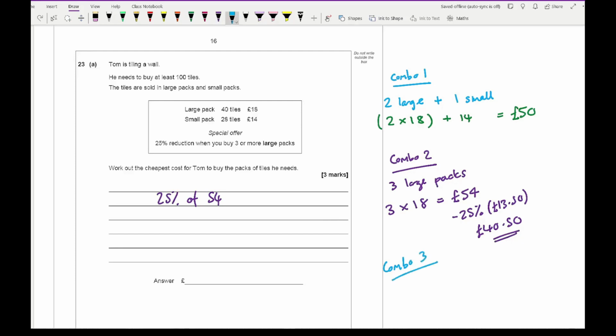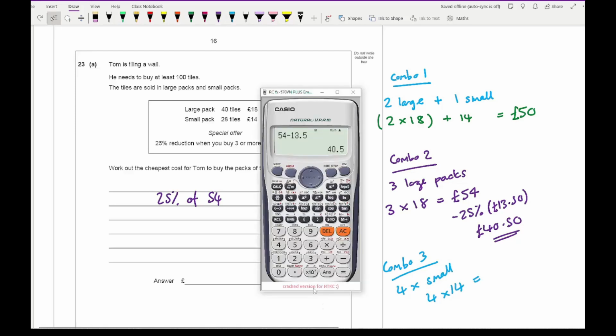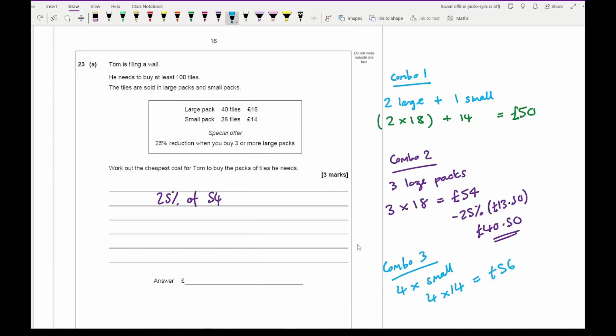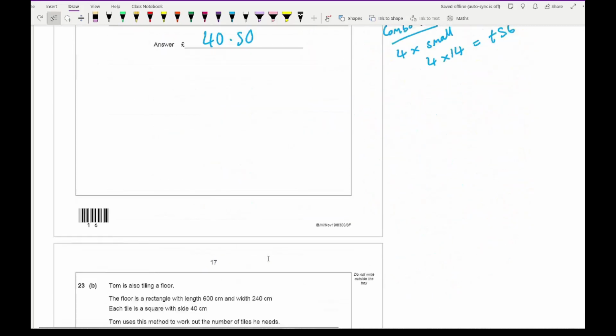Now, in terms of another potential combo I could have, combo 3 is buying 4 lots of the small pack, which is 4 times 14, and again there's no offer with that one, but 14 times 4 comes up to a cost of £56. So you can see that the cheapest offer is going to be combo 2, which is £40.50. And obviously you want to include that working out there. Now I would say, do you need to show 3 combinations? Probably not, as long as you're including combo 2, because obviously that is going to be the cheapest, and the indication that is the case is by the special offer, because obviously it's got to be a reason why it's special offer with it being cheaper. As long as you're showing another calculation, you should get 3 marks for that.